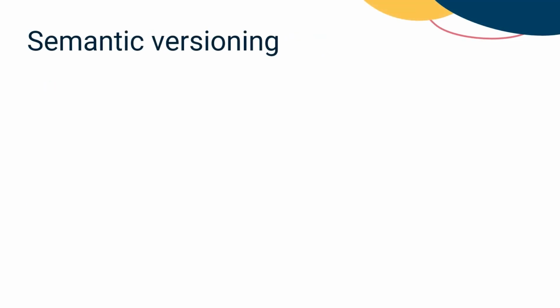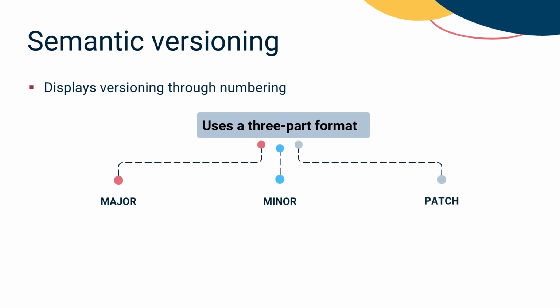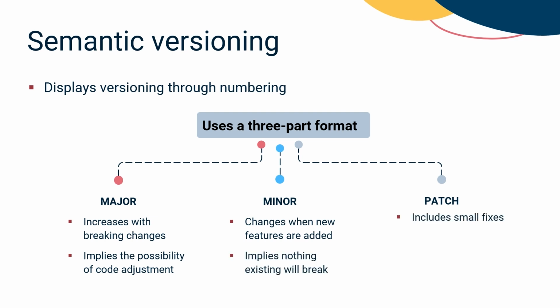Semantic versioning, or SemVer, is a way of numbering versions to show clearly what changes have been made. It uses a three-part format known as major, minor, and patch. Here, the major version increases when breaking changes could affect how things work. This implies that clients may need to adjust their code. The minor version goes up when new features are added in a backward compatible way, which implies that nothing existing will break. The patch version includes small fixes that don't affect how the system works. They are minor tweaks to improve performance.